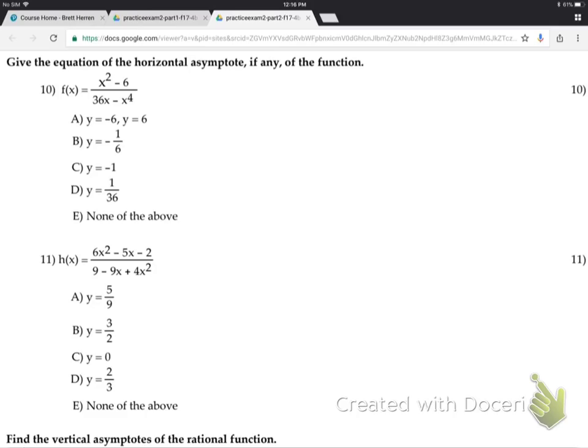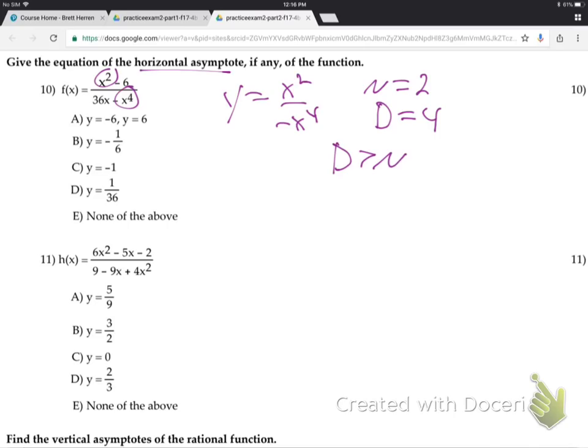All right, so how do we find horizontal asymptote? Highest power, highest power. Remember that? Y is x squared over minus x to the fourth. The numerator power is 2. The denominator power is 4. Remember the rule, if the denominator is bigger, which ours is, it's y equals 0, which is none of the above. It's disturbing, isn't it? None of the above. Y equals 0.